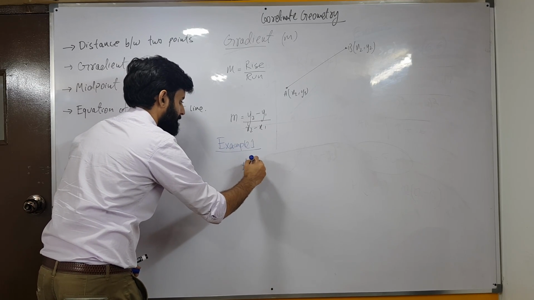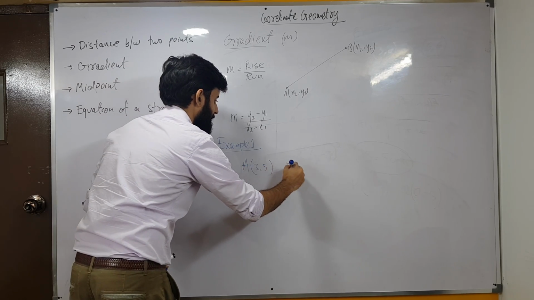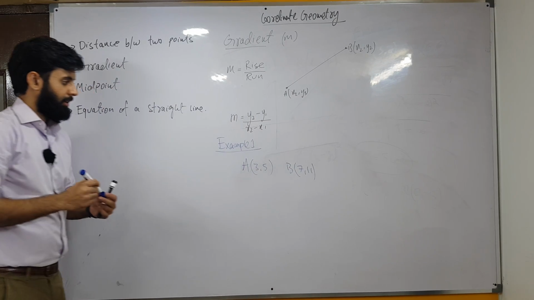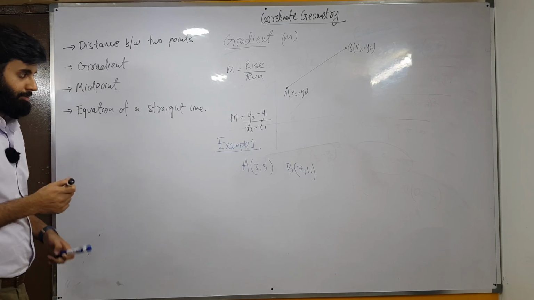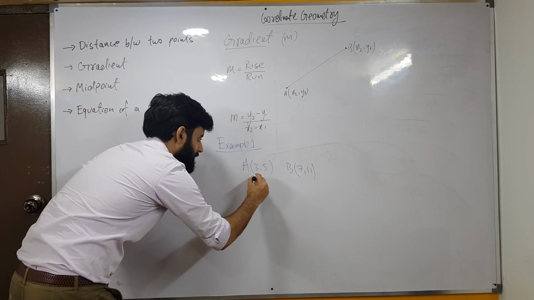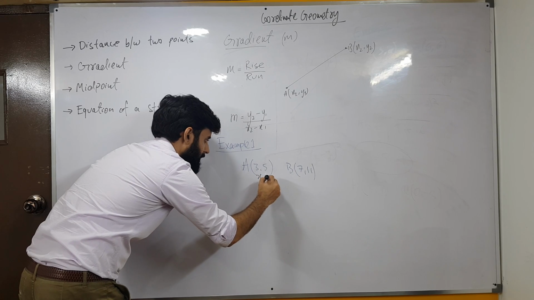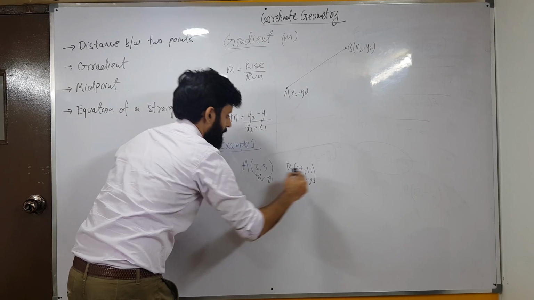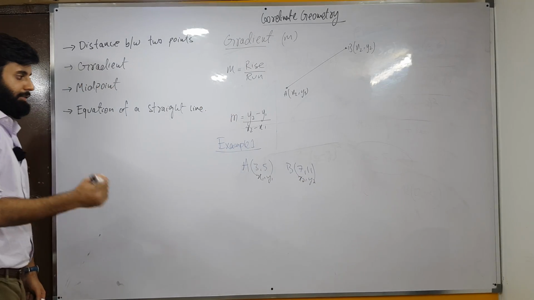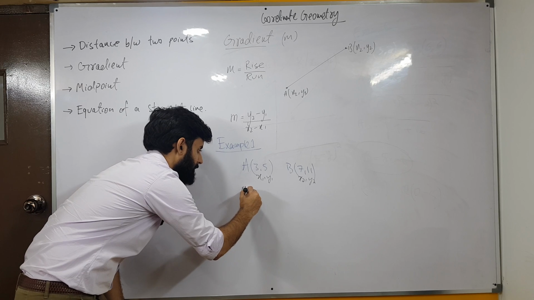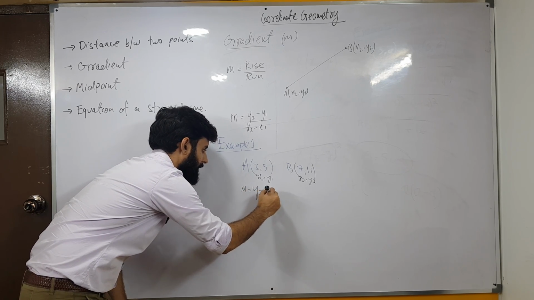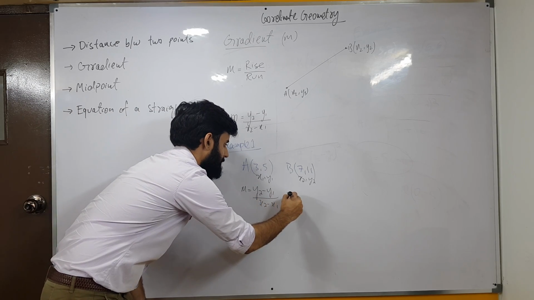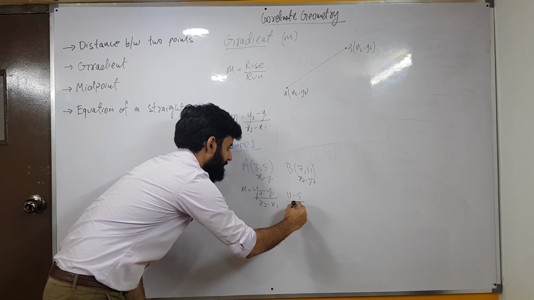Suppose you have a point A (3, 5), and suppose you have a point B with coordinates, let's say (7, 11). Okay. And suppose I want to find out what the gradient of line AB is. Right. So suppose this is x1, so this will automatically become y1. And suppose this is x2, so this will automatically become y2. So I'll take the difference in y and divide by the difference in x. So m will be equal to y2 minus y1 over x2 minus x1. So m is going to be equal to 11 minus 5 divided by 7 minus 3.